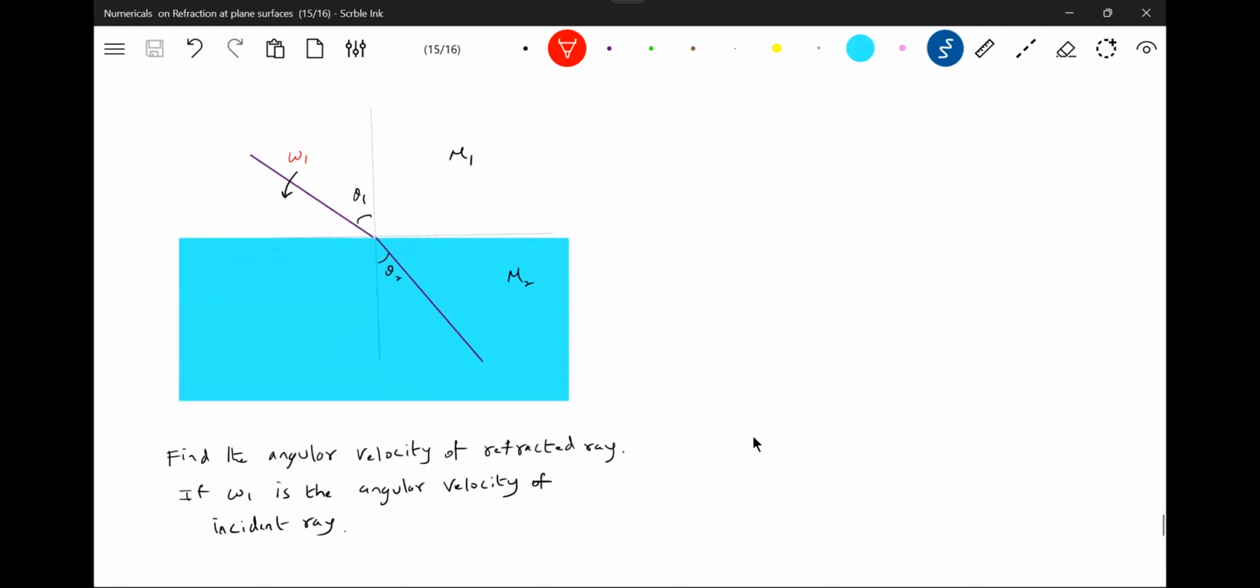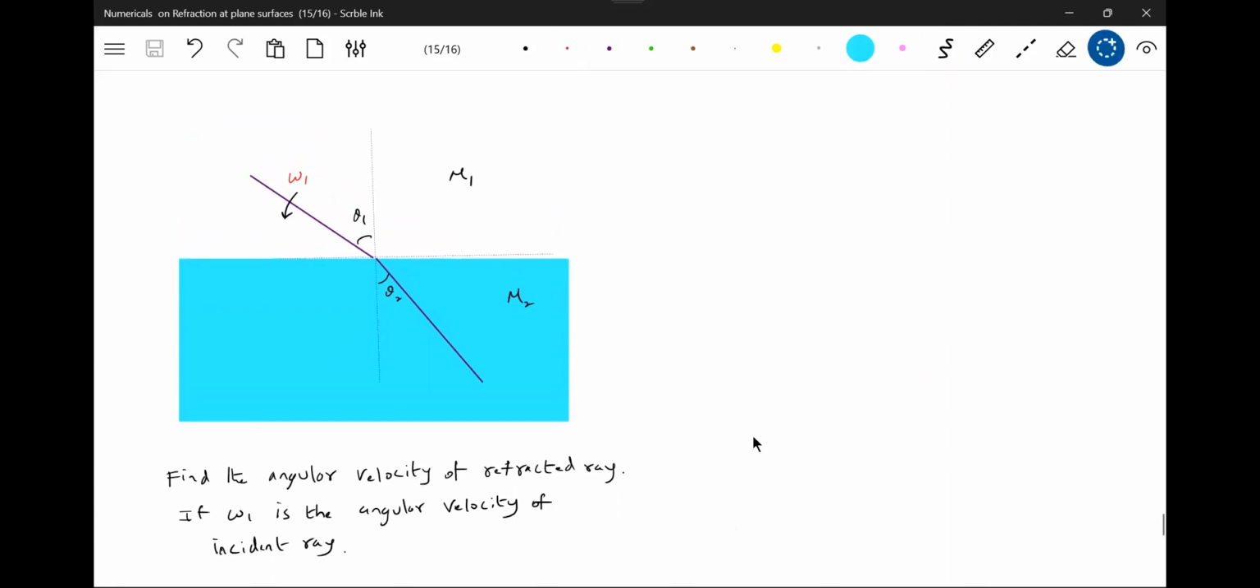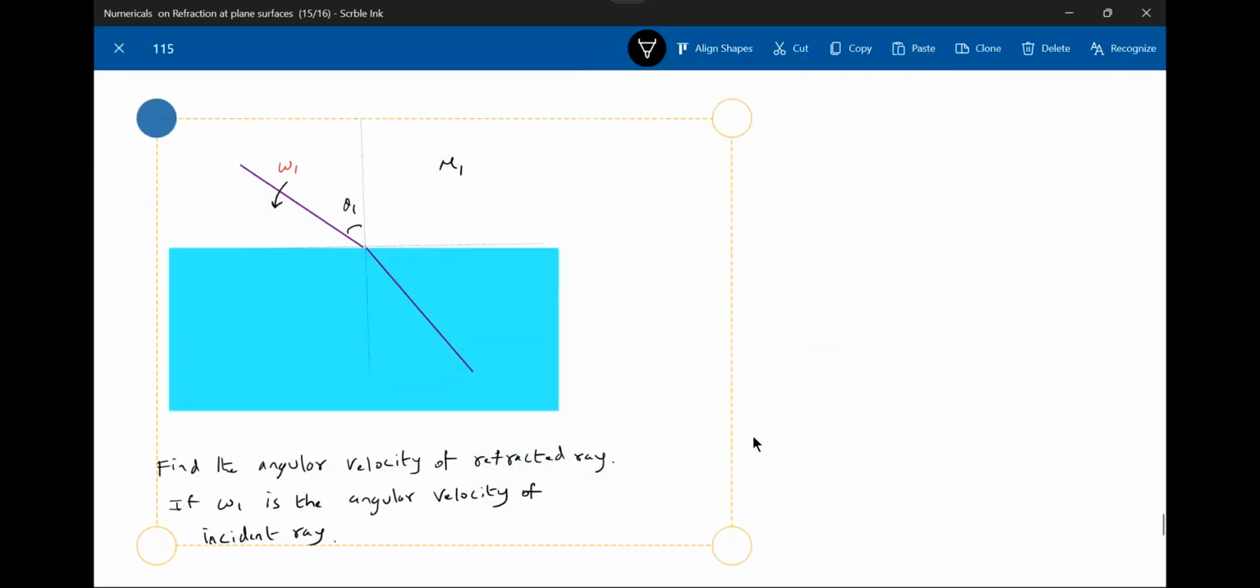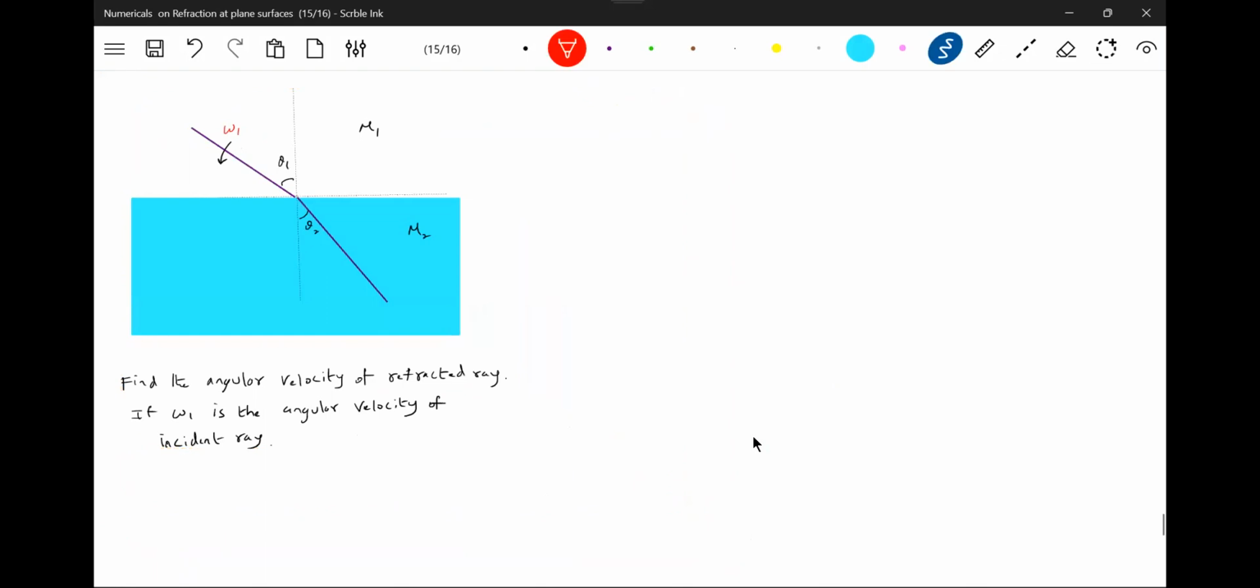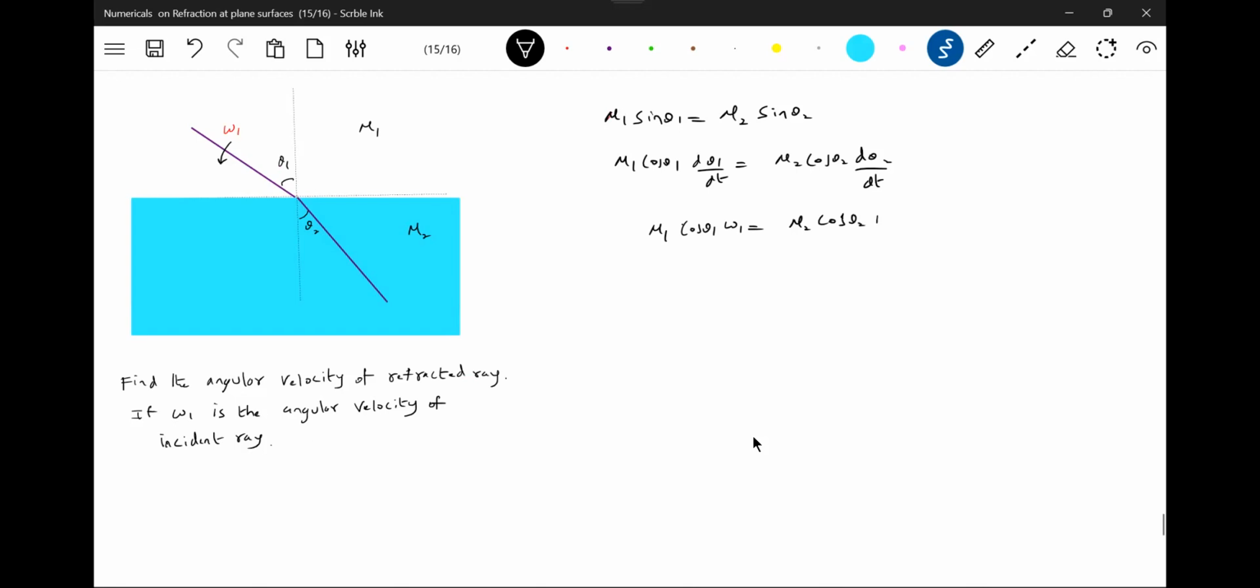Okay, this will be the last problem. I'm also very tired. It is asking to calculate the angular velocity of the incident ray. So applying Snell's law, differentiating this, cos theta 1 times d theta 1 by dt equals mu 1. And the angular velocity of the refracted ray: omega 1 is the angular velocity of the incident ray. Omega 2 will be the angular velocity of the refracted ray. So that has to be calculated.